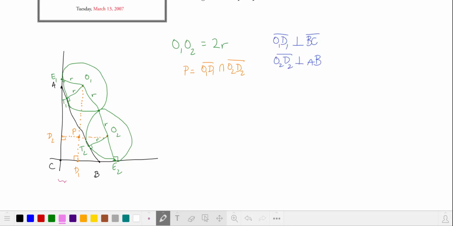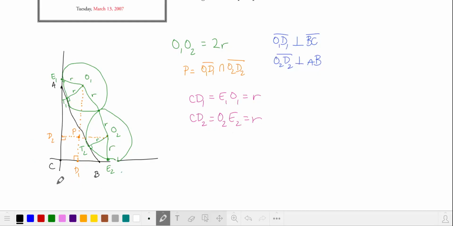This distance from C to D1 is the same as the distance from E1 to O1 up at the top, and that's R, the radius of the circle. And then this distance from C to D2, it's poorly drawn because this is supposed to be perpendicular. Here, let me adjust this. We'll make this the tangent point. This is O2, E2, also the radius of the circle.